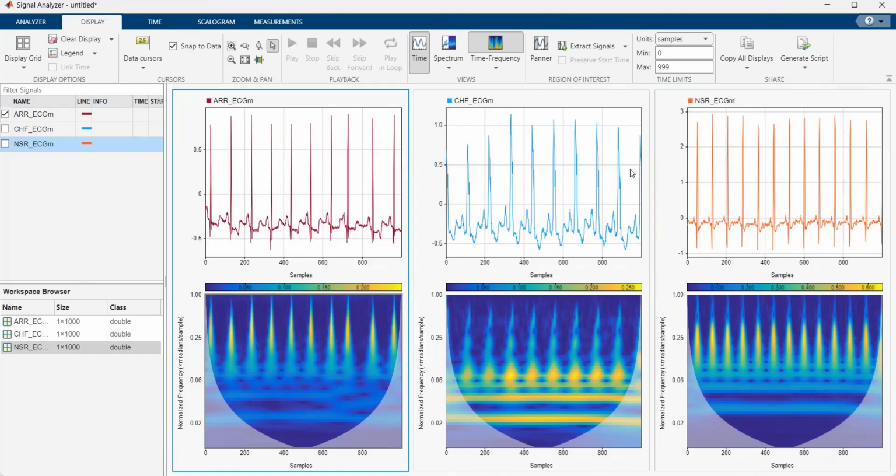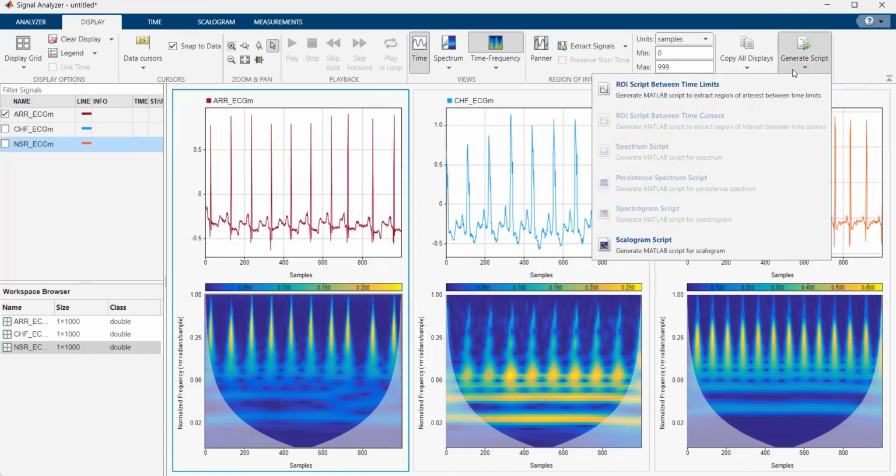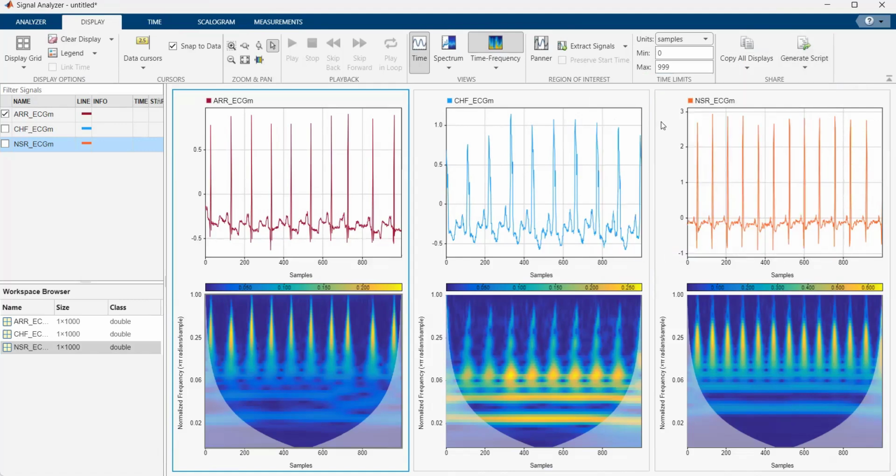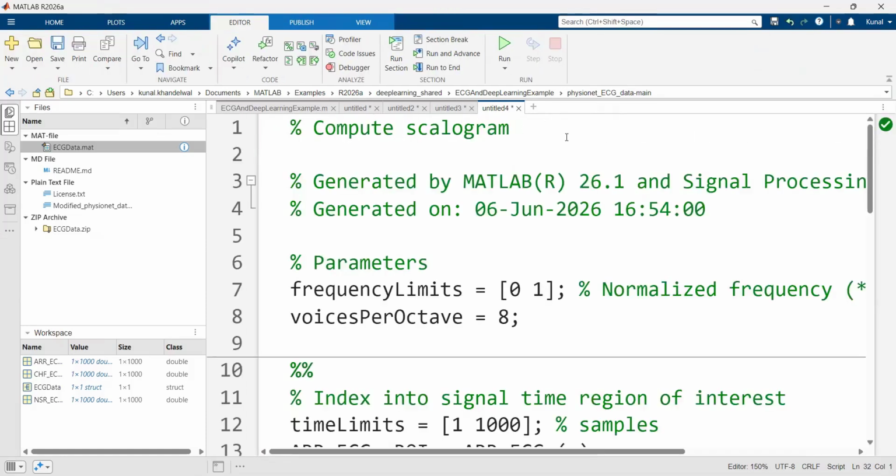And now what we could do is, there are a lot of samples like this. So if I want to convert all the signals into their respective time-frequency images and feed them as input to a CNN, then I need to write some code, because up till now we have hardly written any code. So what we could do is go to Generate Script, and if you click on the scalogram script, it will generate a script for you, and this is the script.